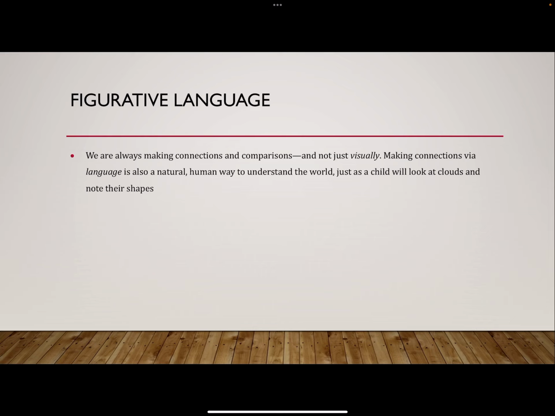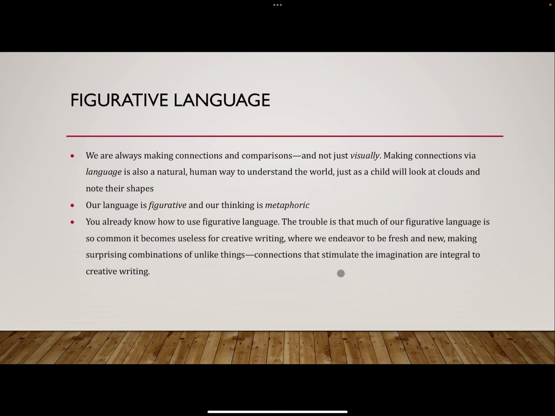Just a little side note, the name for that type of association is called pareidolia. So that's kind of a fun word that I like to share. Our language is often figurative, where our thinking is metaphoric, where our brain makes that jump from one thing to the next. You already know how to use figurative language.